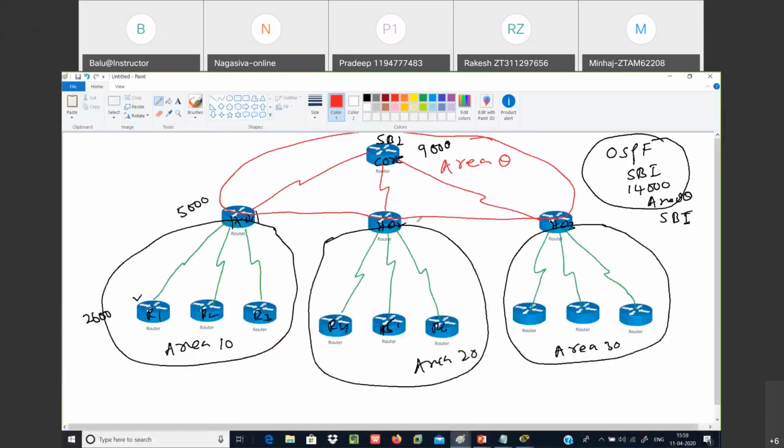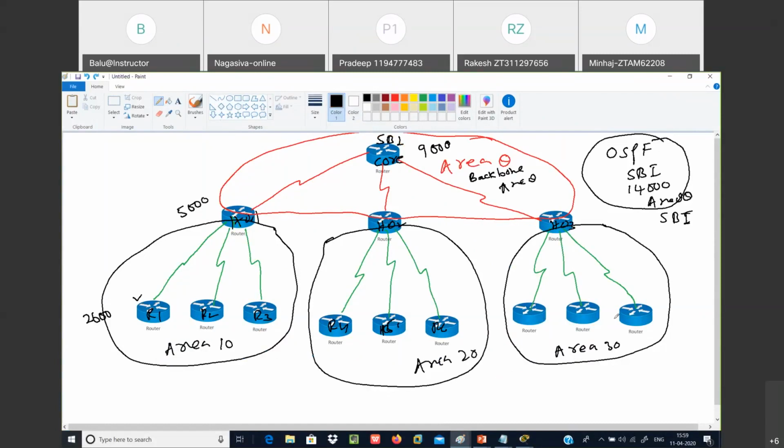Now we'll come to here. The core router, SBI router. Core router is in which area? Area 0. Area 0 we call the backbone area. Remaining area 10, area 20, 30, all other than the backbone area, are non-backbone areas.